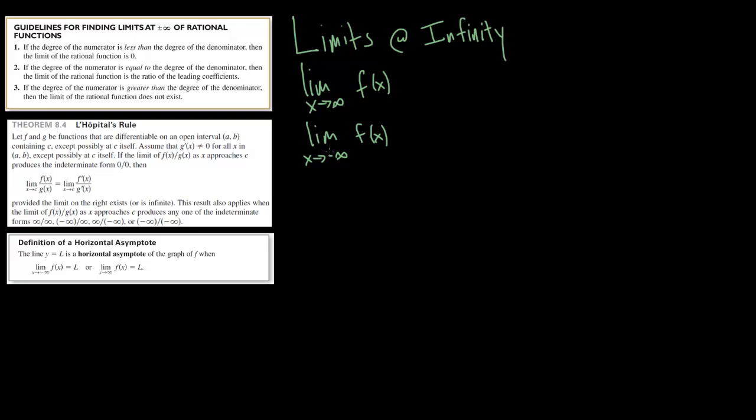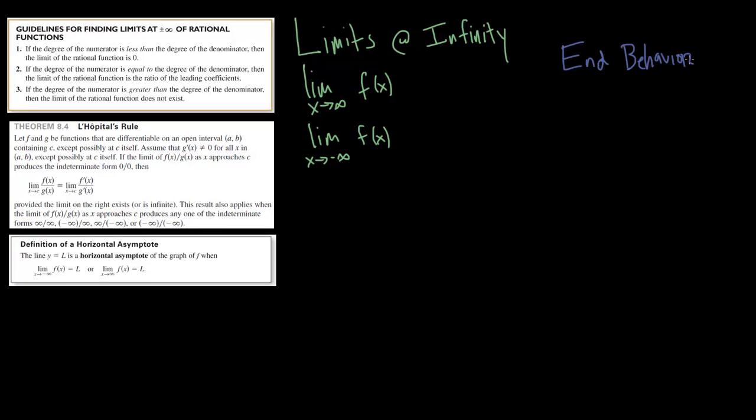Now what these limits do is allow us to get an idea of what the end behavior of a function is. So these allow us to find end behavior. Now what do we mean by end behavior? End behavior is like what's happening way over to the left of a graph and way over to the right.